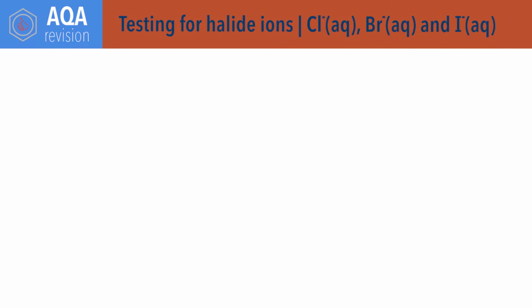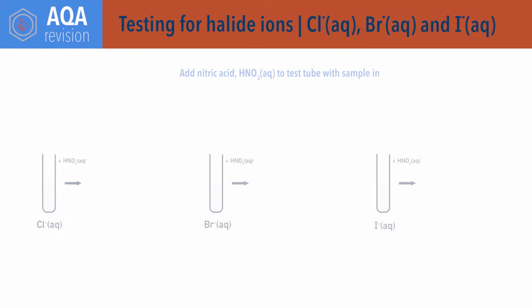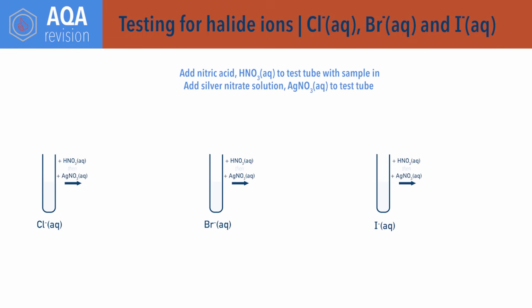Aqueous halide ions, chloride, bromide, and iodide, can be identified by using their reactions with aqueous silver nitrate followed by ammonia solution. Nitric acid is added to a sample solution followed by aqueous silver nitrate solution. If any of the three halide ions are present in the sample solution, insoluble silver halide precipitates get formed.